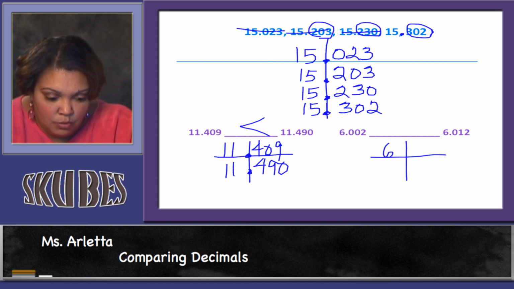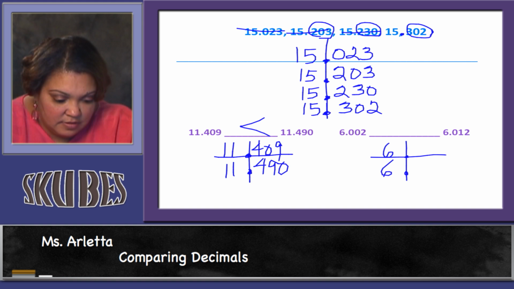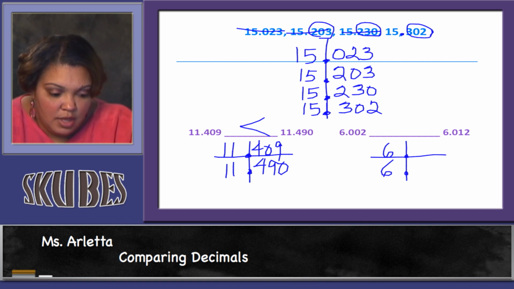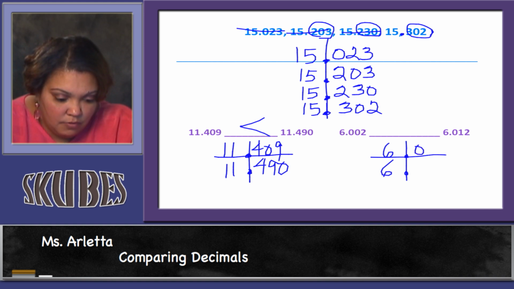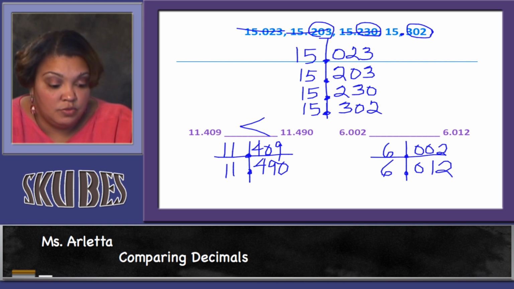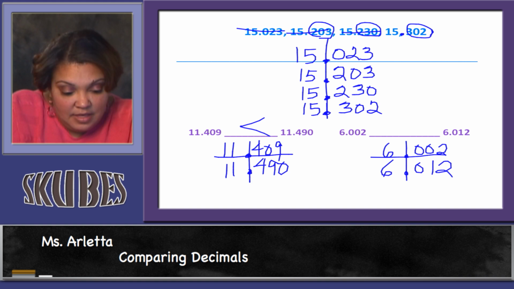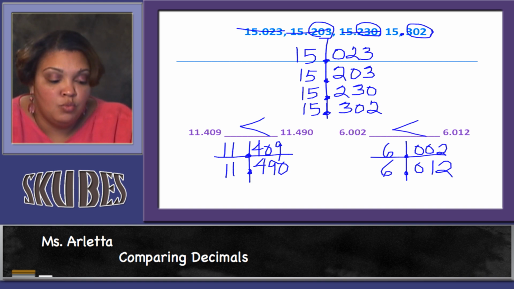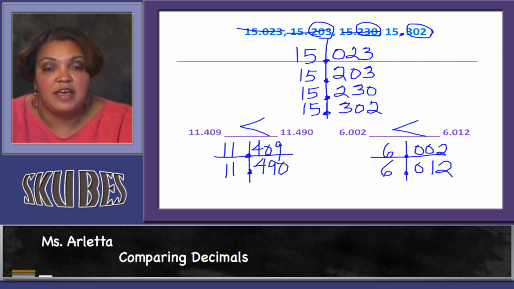And the last one, we do have a 6.002. On the right side, we have a 6.012. I'm writing my sixes and I'm writing my decimal points. Our lowest number would be the 2, and our highest number would be the 12. So I'm writing the 2 first and then the 12, which means the way this would be read is 6.002 is less than 6.012. And that concludes our lesson on comparing decimals.